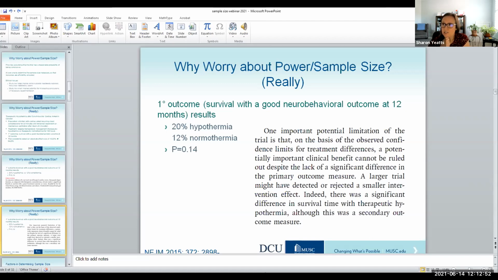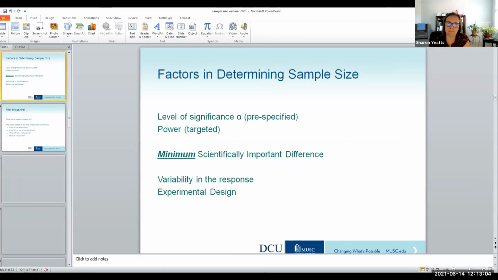But if you were the parent of one of these children and you had the possibility of an 8% increased chance, right, that would probably be clinically meaningful. So we want to avoid this situation.